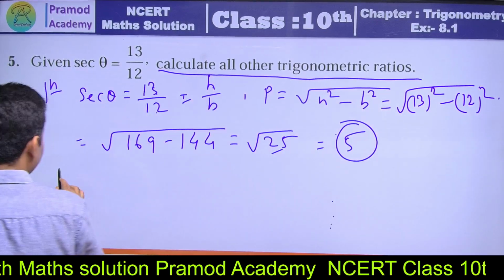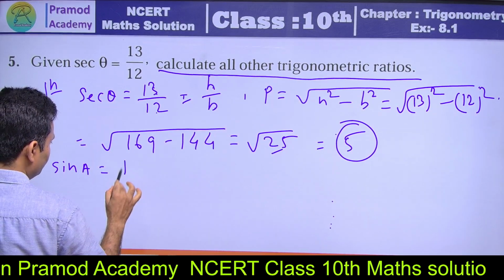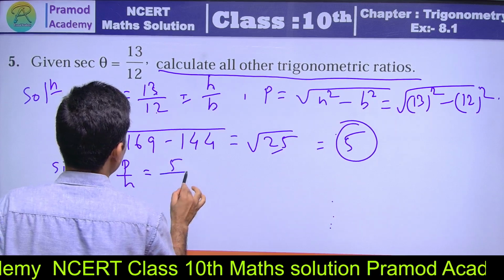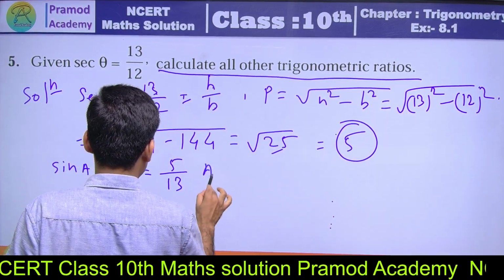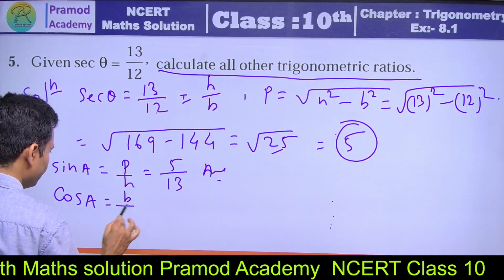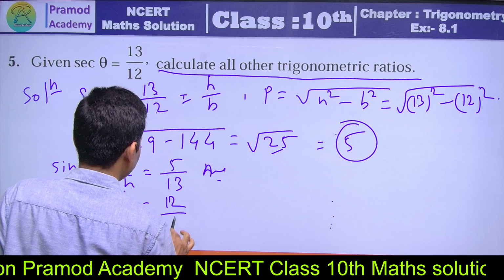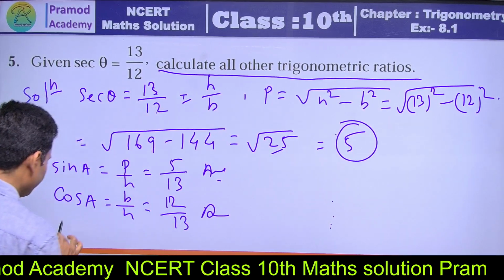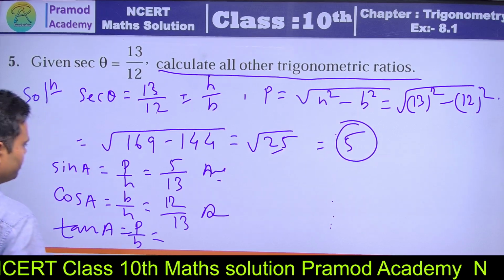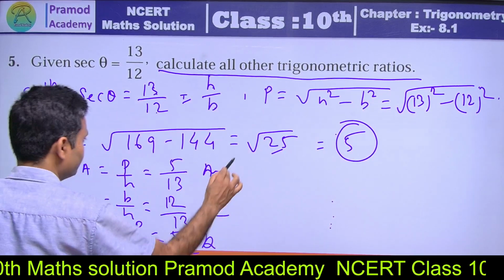So first, sin A equal to P by H. Value of P is 5, value of H is 13. So this is one answer. Second is cos A equal to B by H. Value of B is 12, H is 13, so 12 by 13. Tan A equal to P by B. Here value of P is 5, value of B is 12. This is the answer of tan A.